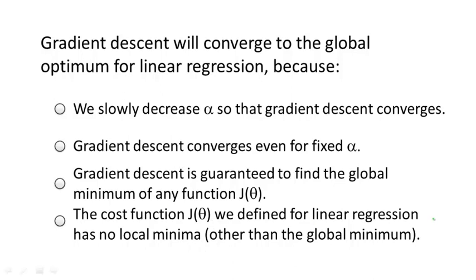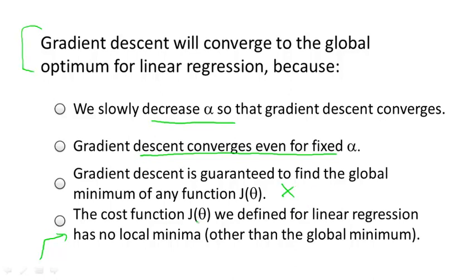So hopefully you got that this fourth choice is the right answer, and in particular, the first answer is just wrong, right? We actually do not need to decrease alpha so that gradient descent converges. It is true that gradient descent will usually converge even for fixed alpha, but this is not the reason. This is true even for functions where there are local optima. So this isn't a reason for the statement above. And gradient descent is definitely not guaranteed to find the global minimum of any function. It can get stuck in local optima.